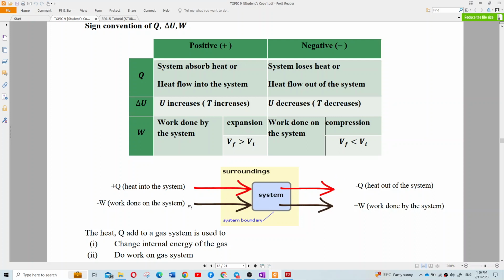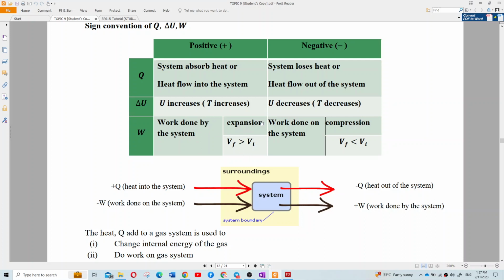Just like the heat, if work done on the system, it's just like heat flow into the system. Work done on the system means you add energy into the internal energy of gas inside, so the temperature will increase. If work done by the system, that means energy flows out, just like the heat flows out from the system.